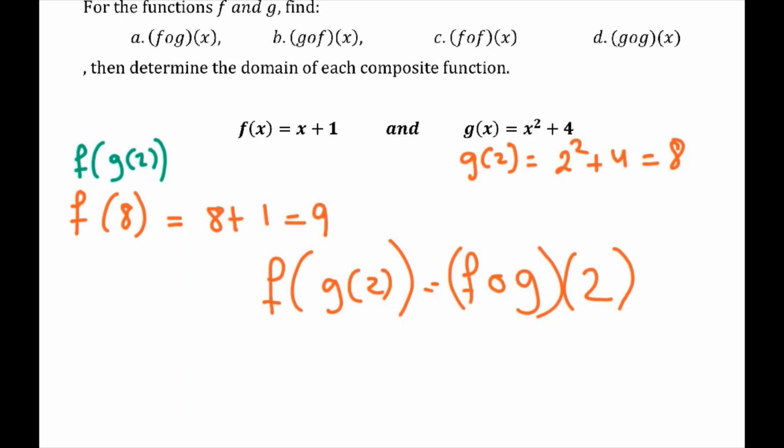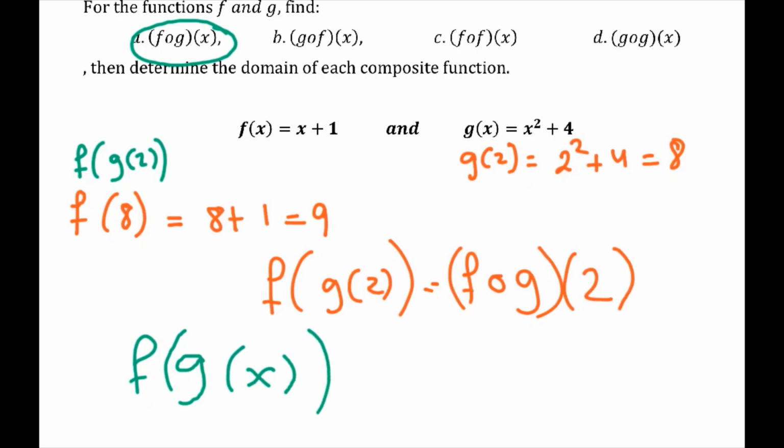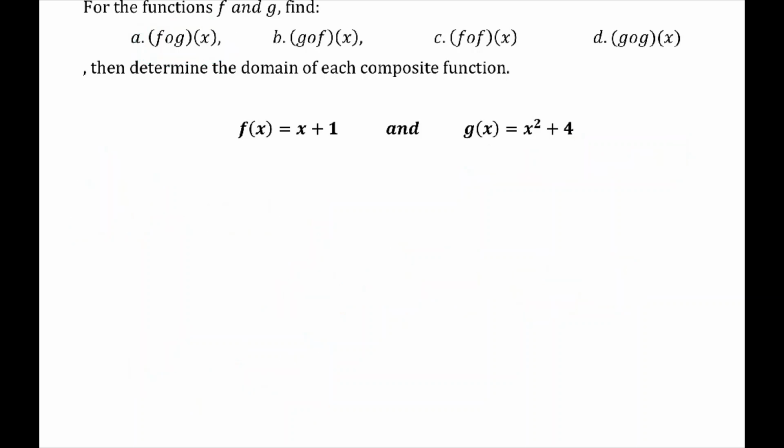So composition is where you take one function and put it inside of the other. And what we get is an entirely new function. So we can use again f of g of x, or f(g(x)), as an alternate notation. Okay, now let's try to do the question we have here. They want us to find f of g, g of f, f of f, and g of g for these two functions, and then find the domain of the composite functions we get. Let's see how we are going to do that.